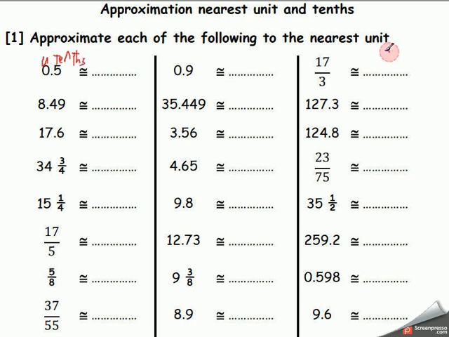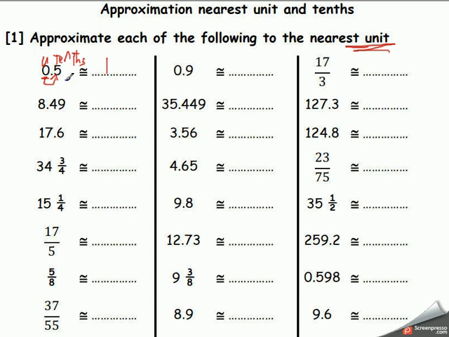Now he wants me to approximate to the nearest unit. What I can do, this is the unit, the previous digit is tenths. Is 5 strong or weak? 5 is strong, so the 0 is increased by 1, 0 plus 1 equals 1. So the answer will be 1.